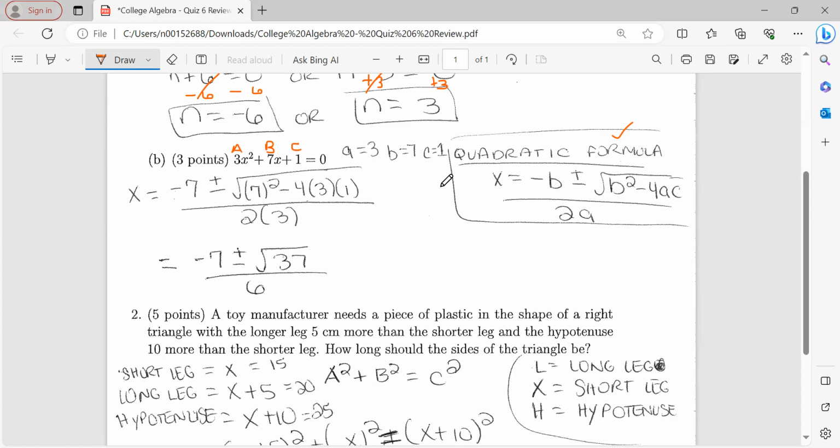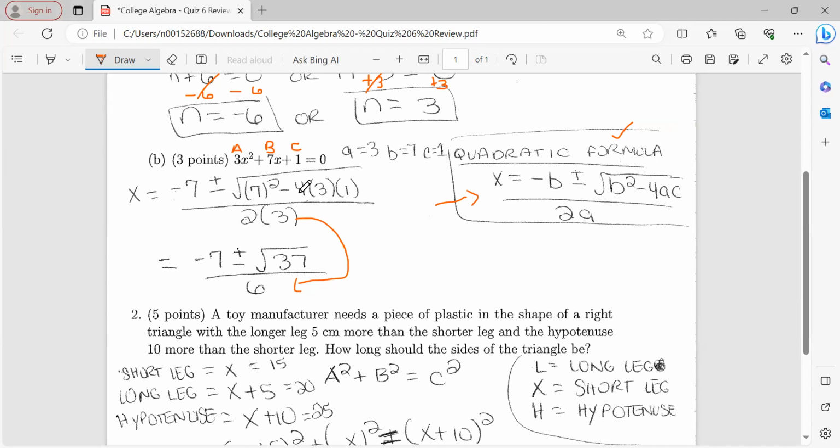We're going to substitute these values into our quadratic formula, and we get negative 7 plus or minus the square root of 7 squared minus 4 times 3 times 1. And it's all divided by 2 times a. Our a is 3, so 2 times 3 gives us 6. We went ahead and simplified in our denominator.